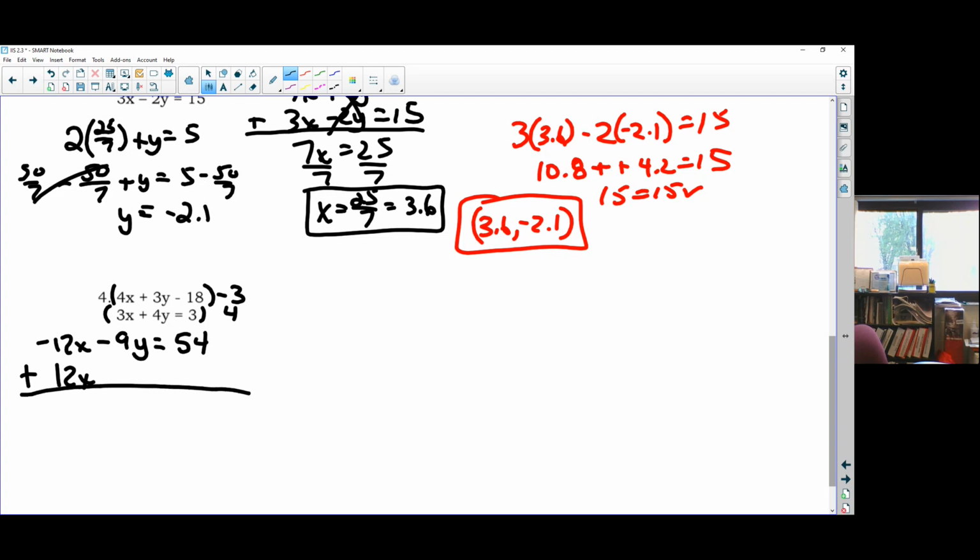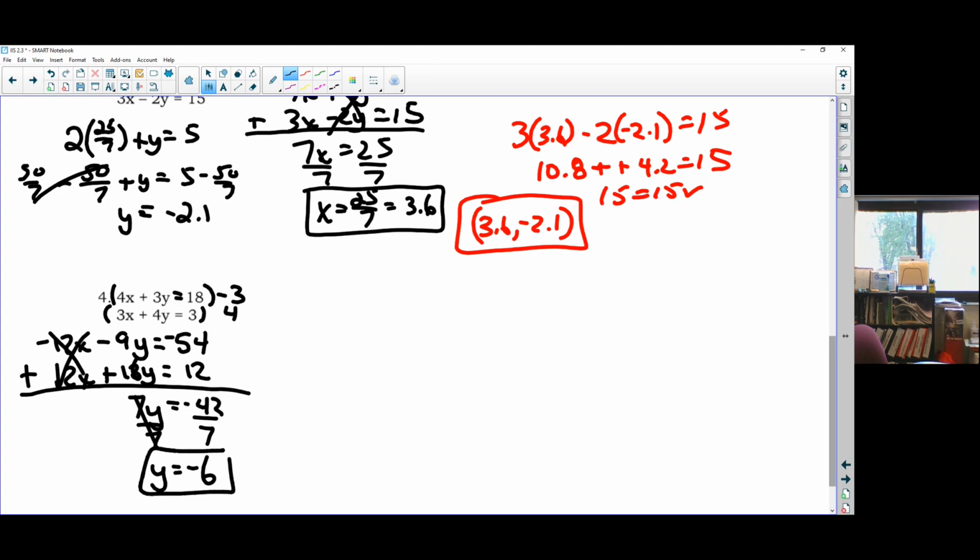So you see by adding here, we've gotten rid of our x's. Plus 12y. Sorry, 16y. 4 times 4 is 16 equals 12. So this cancels out. Negative 9 plus 16 is 7. And 54. Oh, I see what happened. This is an equal sign. So this should be a negative 54. Okay, it's all good. So negative 54 plus 12 is negative 42. When I divide by 7, 42 divided by 7 is negative 6.